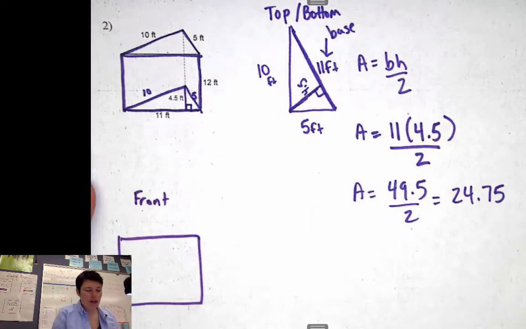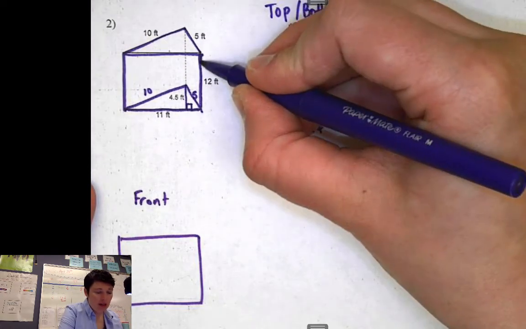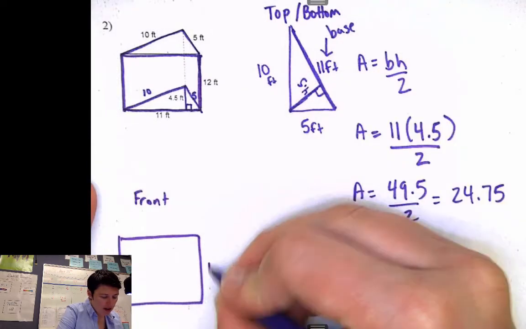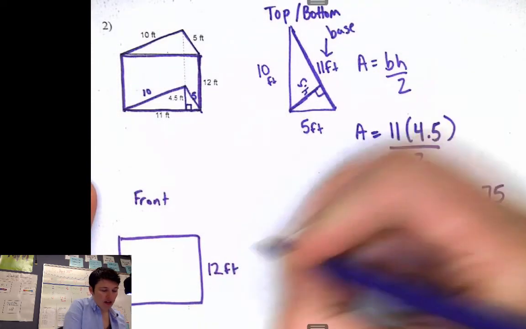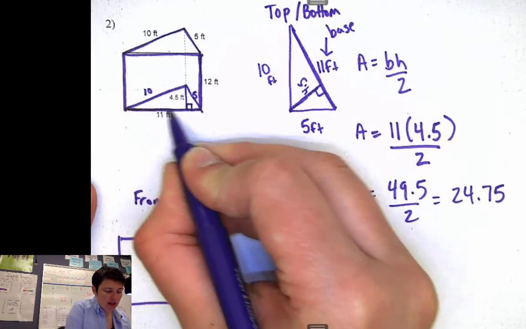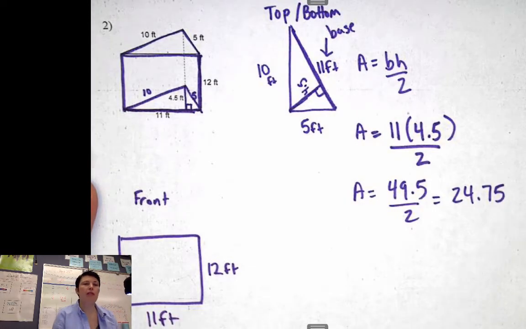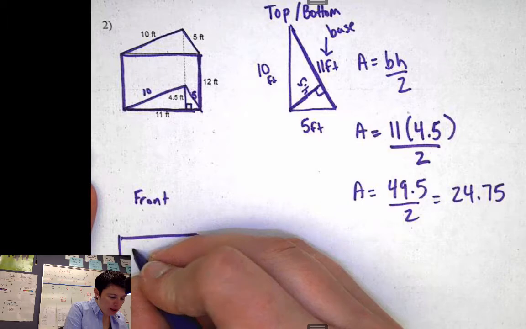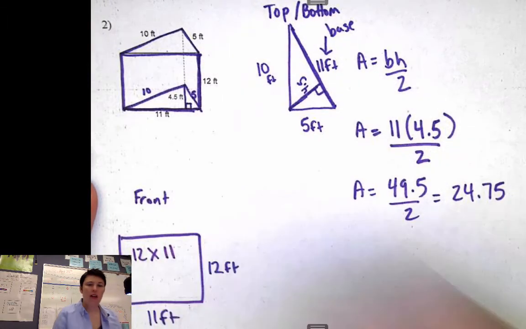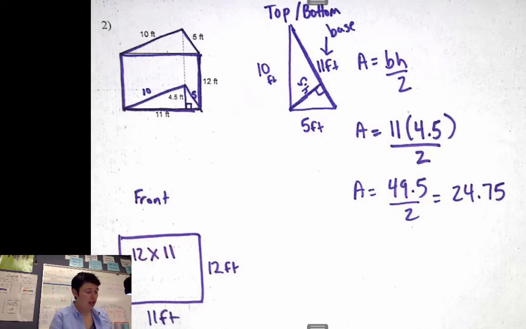And if you look very closely at it, it looks like it measures down 12 feet. That'd be here, 12 feet. And it looks like it measures across 11 feet. So that'd be here. So it is a 12 by 11 rectangle. So to find the area, we'll just do 12 times 11. That'll give us the area of that particular rectangle.